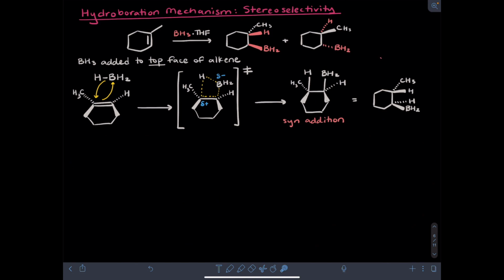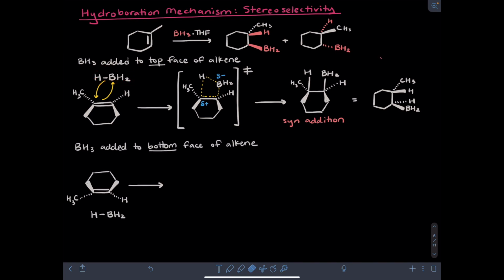So far, I've only shown the pathway to get to the product where the H and the BH2 group are both wedges, and I haven't yet accounted for how I make the product where both of those groups are dashes. To get to the product where both groups are wedges, I brought in the BH3 group to the top face of the alkene. In order to show the product where both the H and BH2 groups are dashes, I need to bring in the BH3 to the bottom face of the alkene instead.